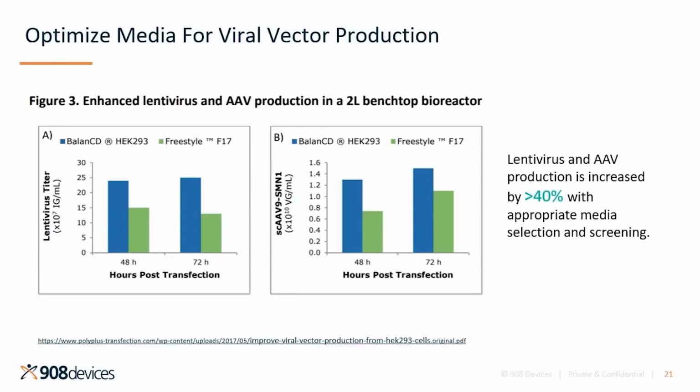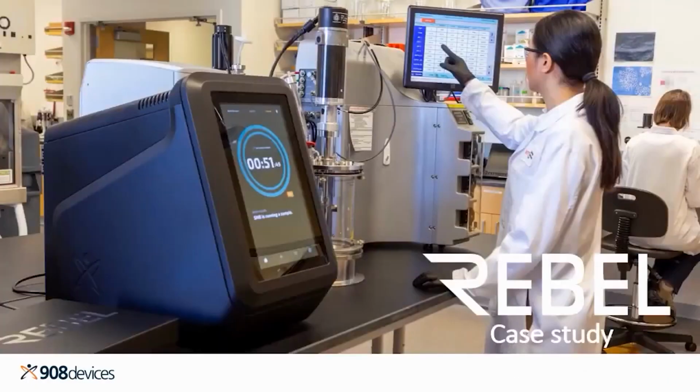Implementing the REBEL to support efforts like this would ensure that the new media used is consistent batch to batch, and that you would have the data to support continued customization of the media to boost your titers higher. Now, let's wrap up our discussion of the REBEL with a spent media analysis case study.